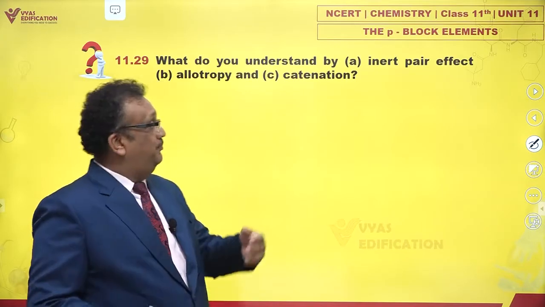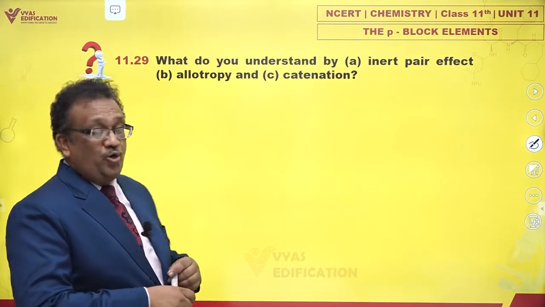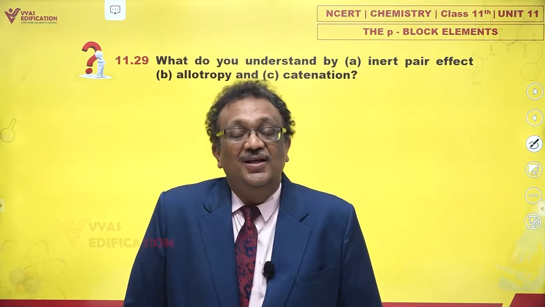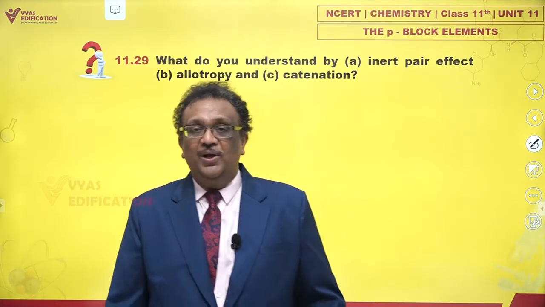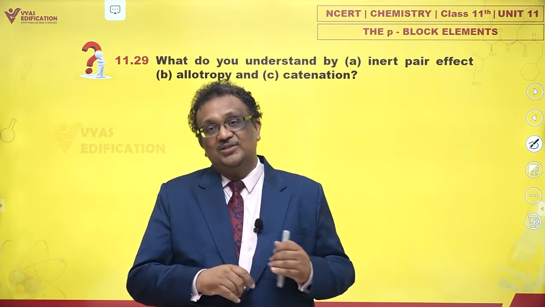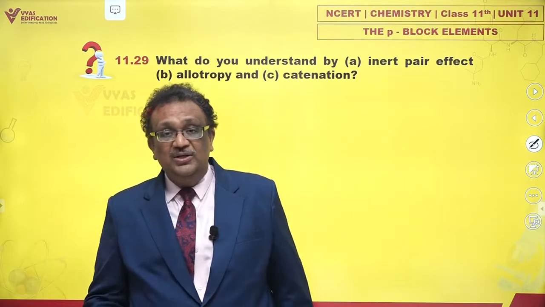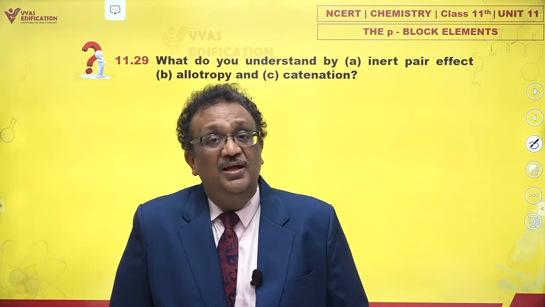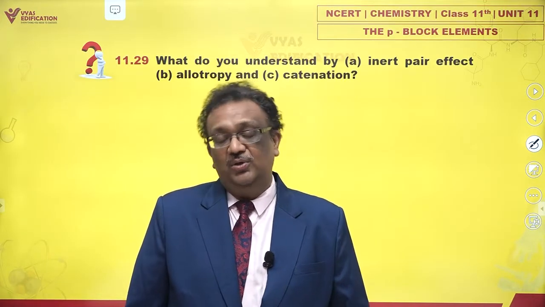What do you understand by inert pair effect, allotropy and catenation? Inert pair effect is a very simple and beautiful phenomenon. The tendency of p block elements to preferably remain in their lower oxidation state increases on moving down the group.